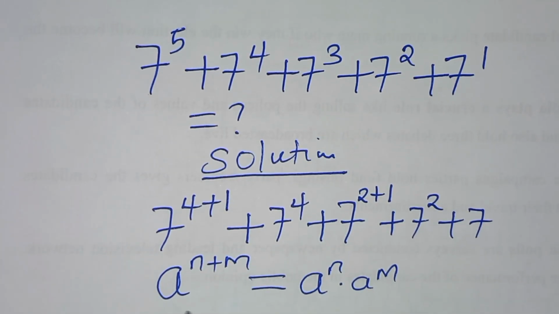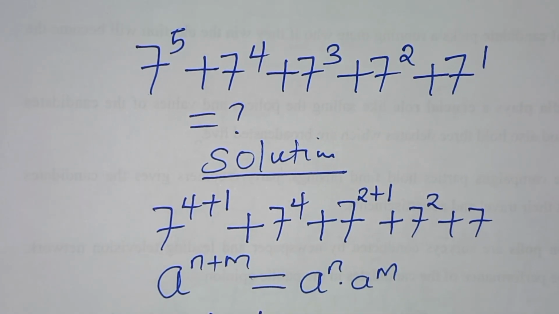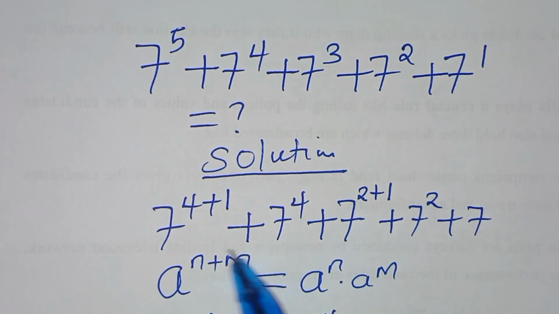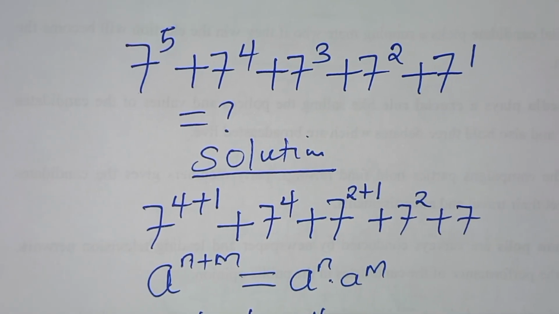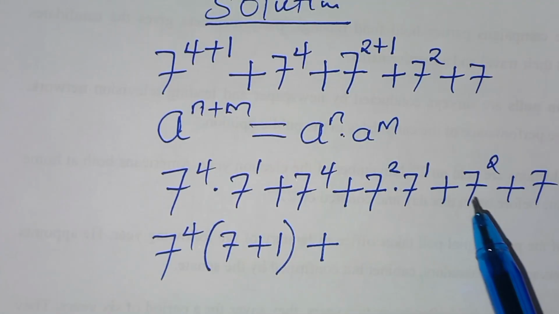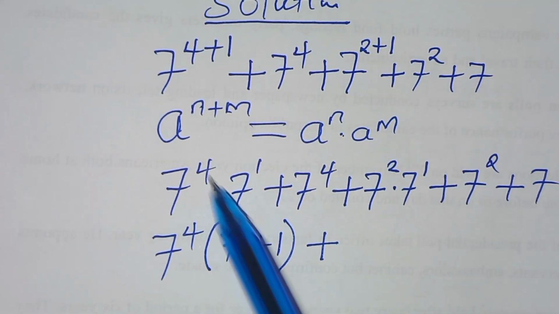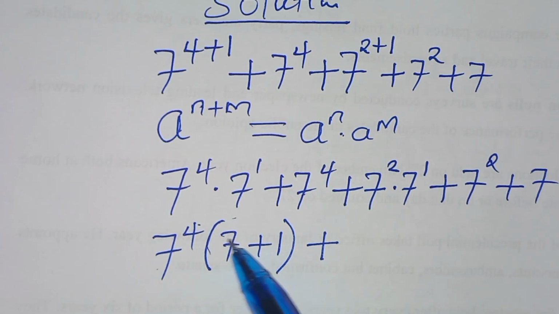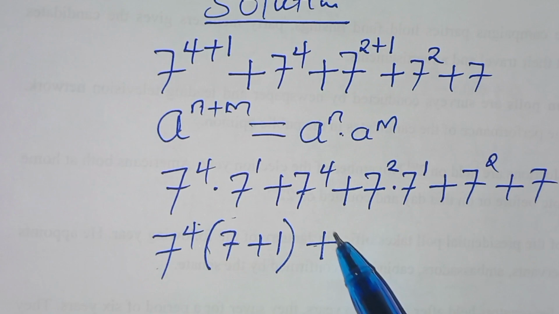So that now, here we'll have 7 to power 4 times 7 to power 1 plus 7 to power 4, then plus 7 to power 2 plus 1 is in the form of a to power n plus m, which we can express as a to power n times a to power m. So here we'll have 7 squared times 7 to power 1, then plus. Now here we have 7 to power 4, and 7 to power 4 is common. We factor out 7 to power 4. Into the bracket, we'll have 7 plus 1, then plus.